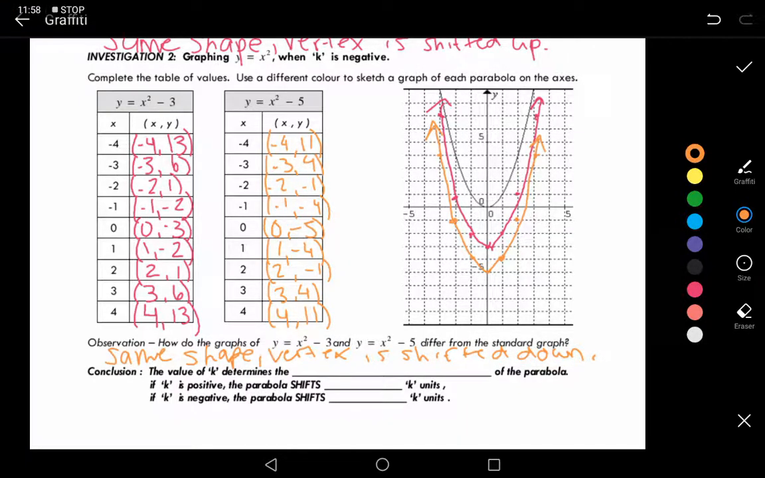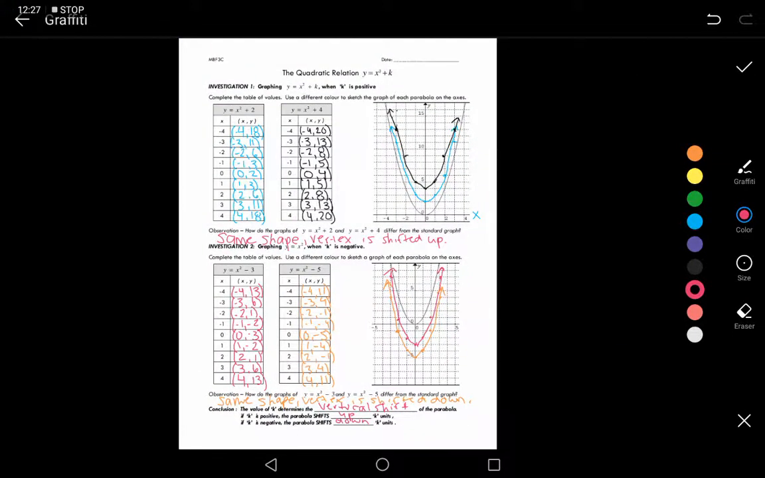Okay, so let's summarize how K affects our base graph there. So what K does is it determines the vertical shift of the parabola. Okay, so vertical again means we're moving up and down. Okay, so if K is positive, we're shifting up. If K is negative, we're shifting down. So this one is pretty simple, right? We're either moving up or down depending on whether our number is positive or negative.